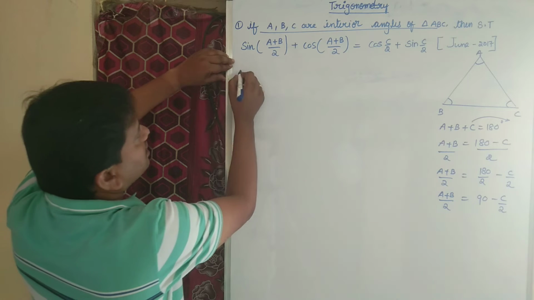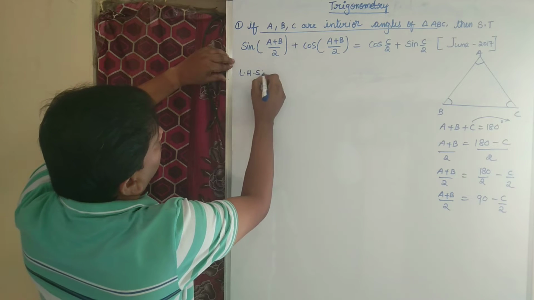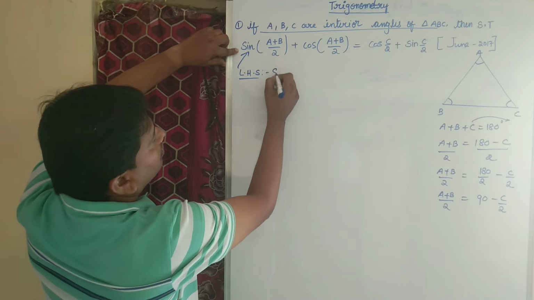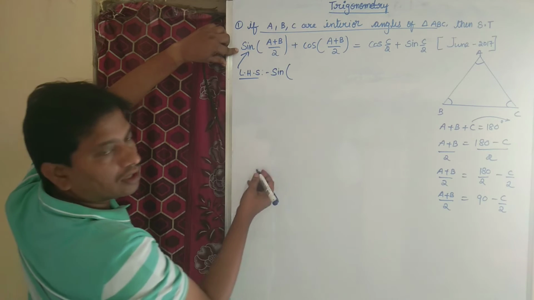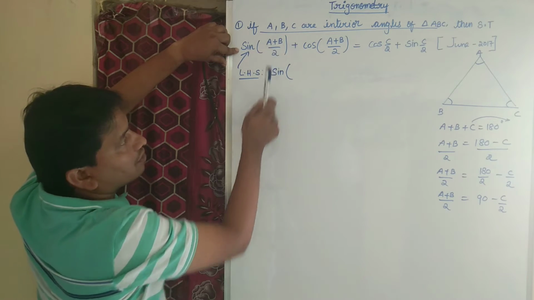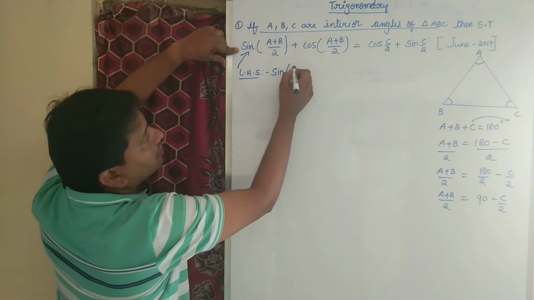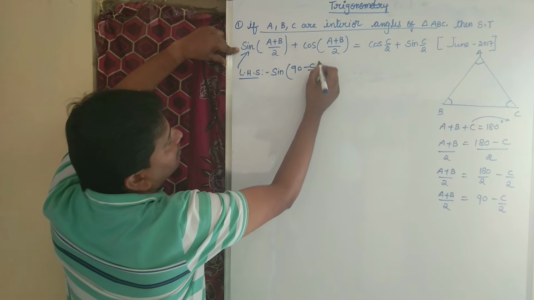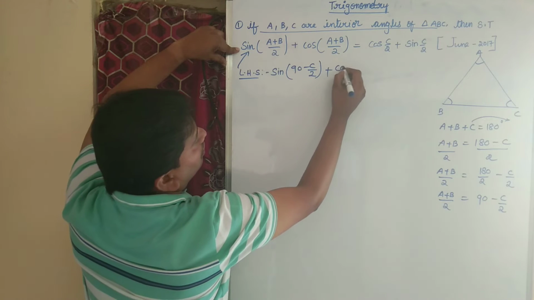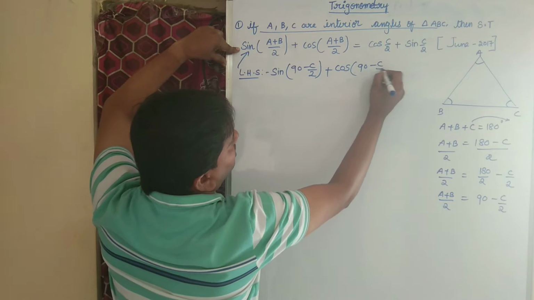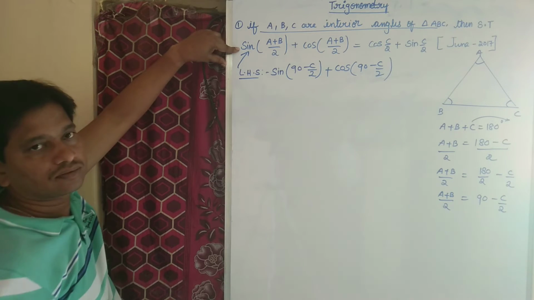So let us check LHS here. LHS is sin of, in place of (A+B)/2, I can write 90 minus C/2, plus cos of, in place of (A+B)/2, I can write 90 minus C/2.